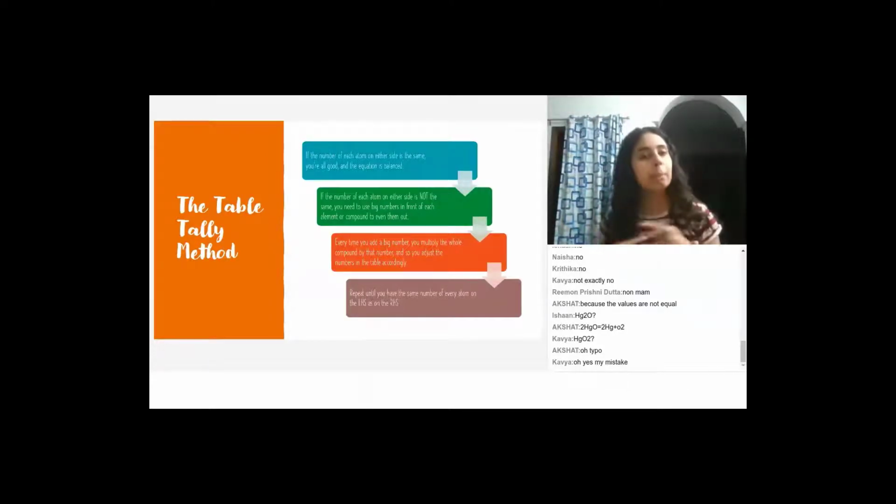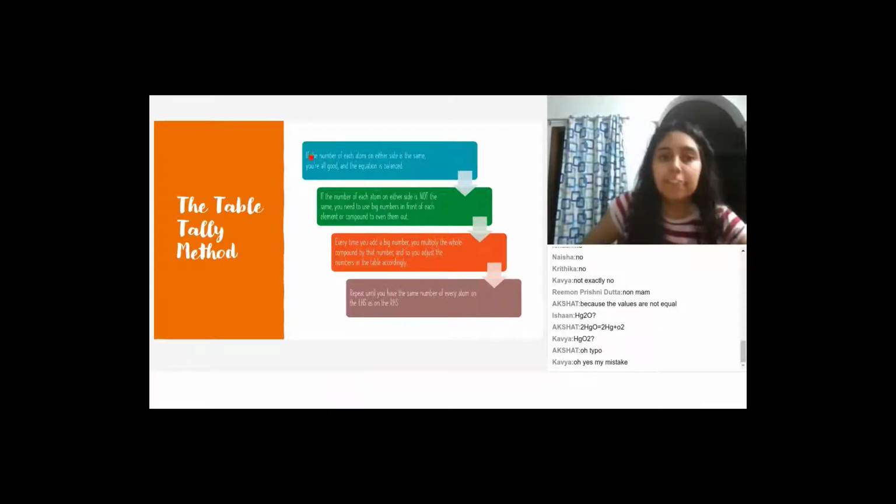But once you practice enough number of questions, even without using this table method, you will automatically be able to do it in your head. Okay. So you won't even need to draw a table and all that. So let's look at the table method first.